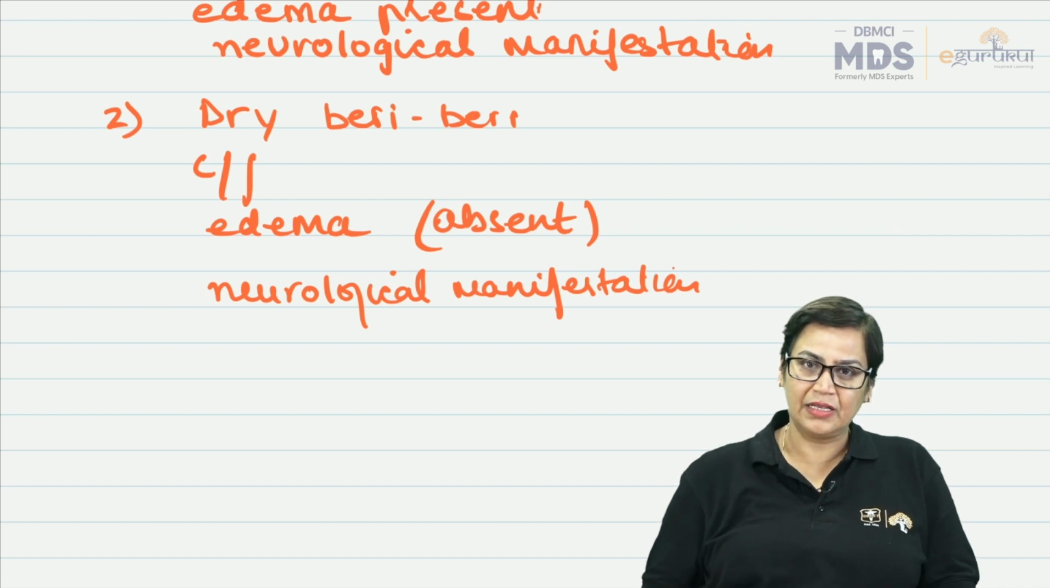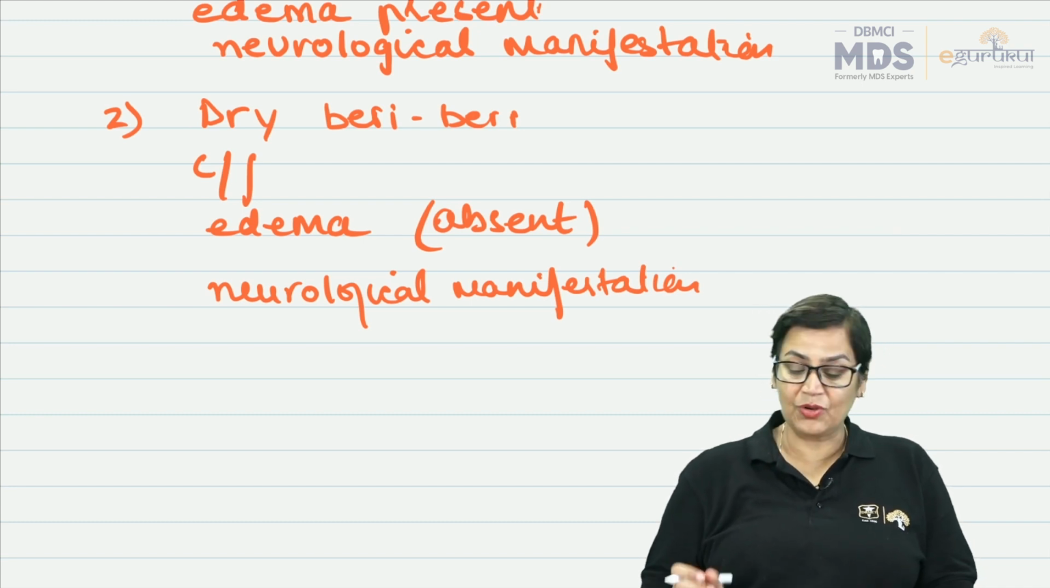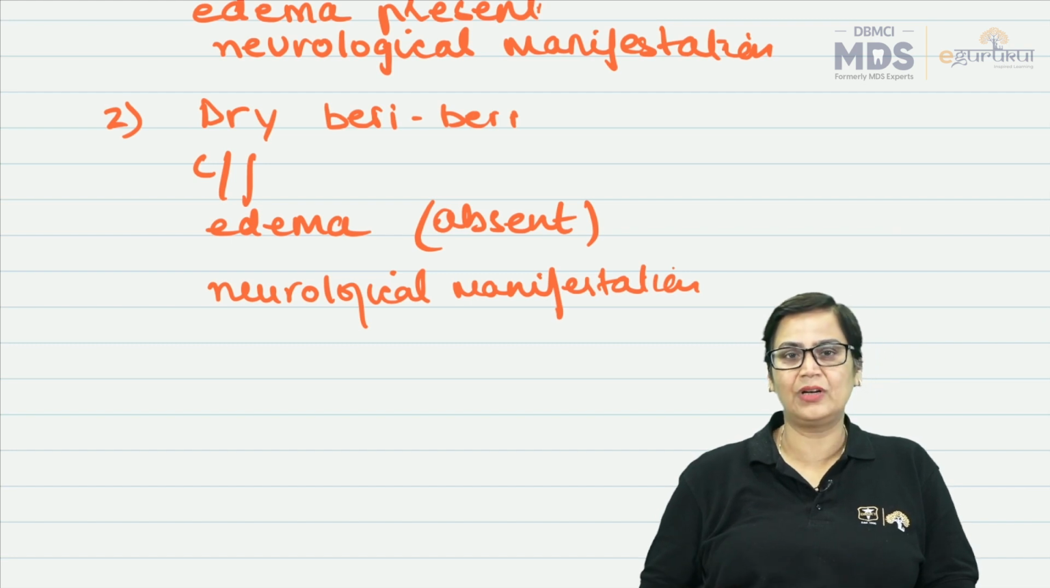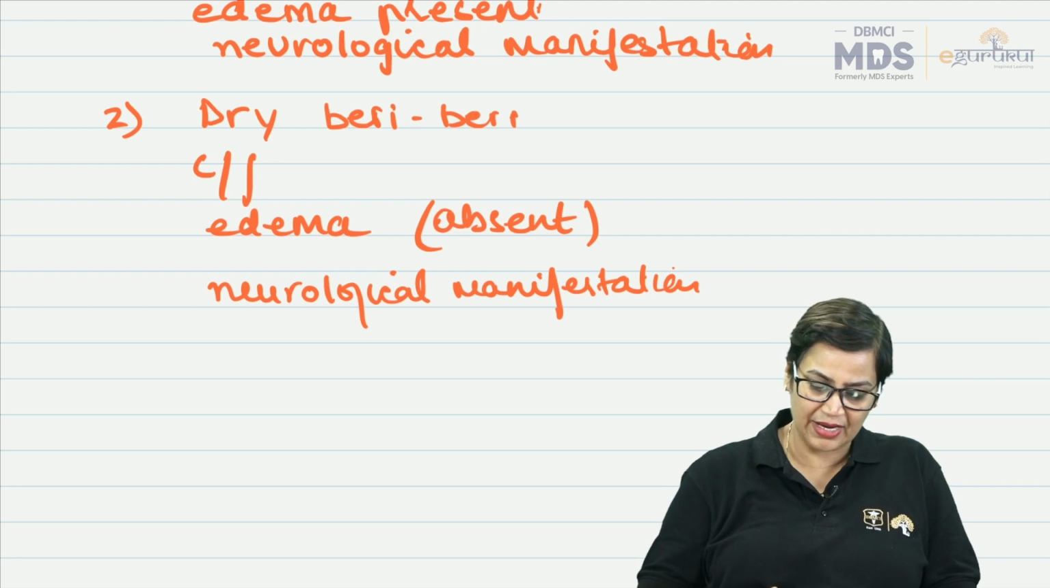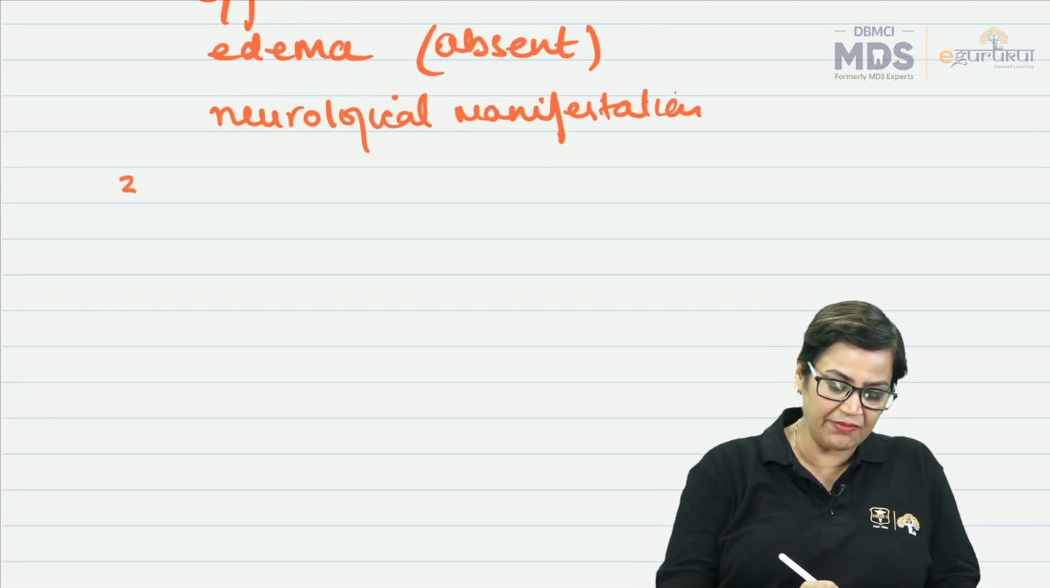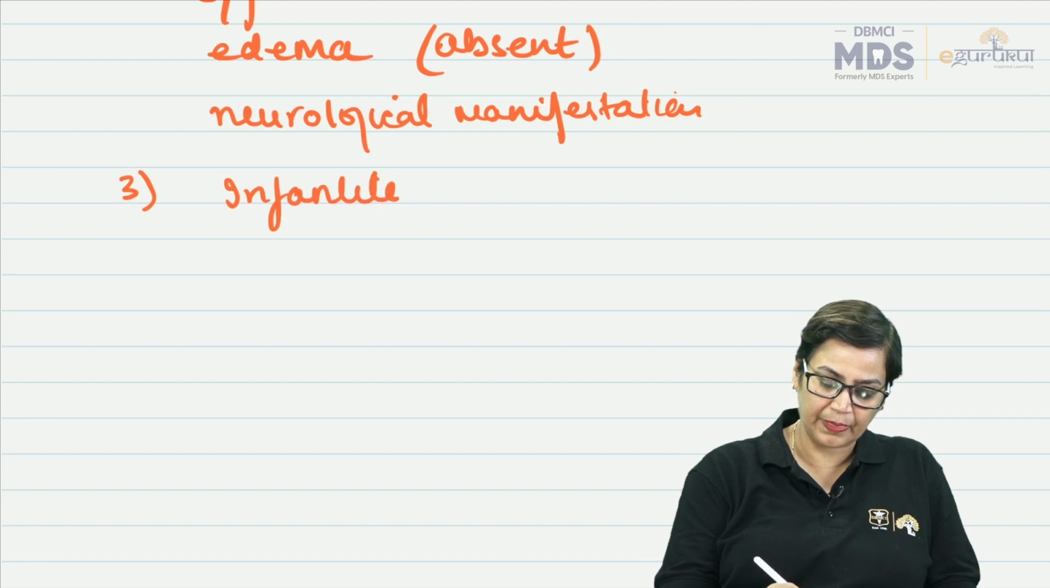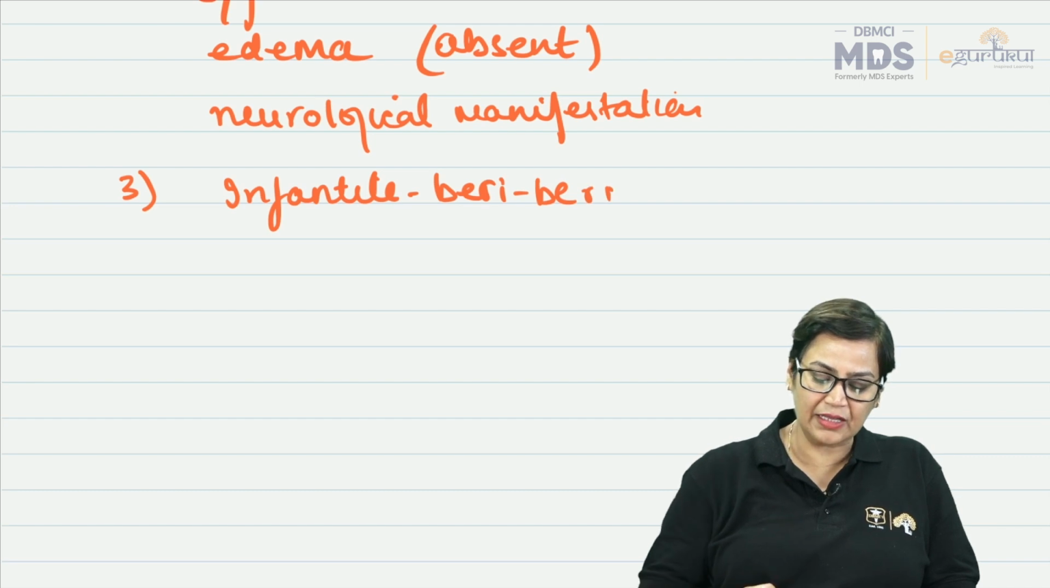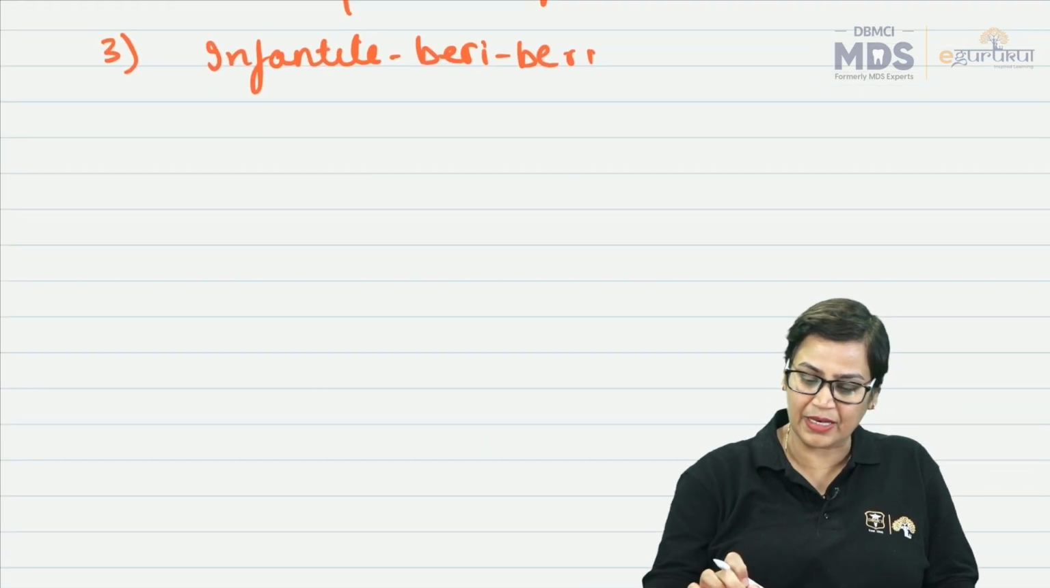Tachycardia will be there. The main reason is because these four reactions, in which it is acting as a coenzyme, are hampered, right? And then third is infantile beriberi. Now, what are the symptoms for infantile beriberi?